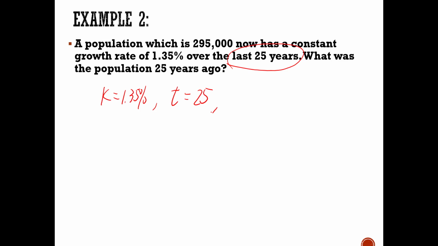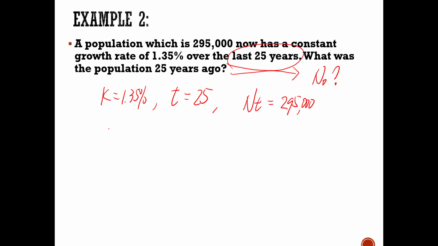And this compares the population now with 25 years ago, so this should be the initial population, N0. So N0 is unknown. We're solving for N0. Then NT must be the population right now, which is 295,000. We know NT, we know K, we know T. We are solving for N0.